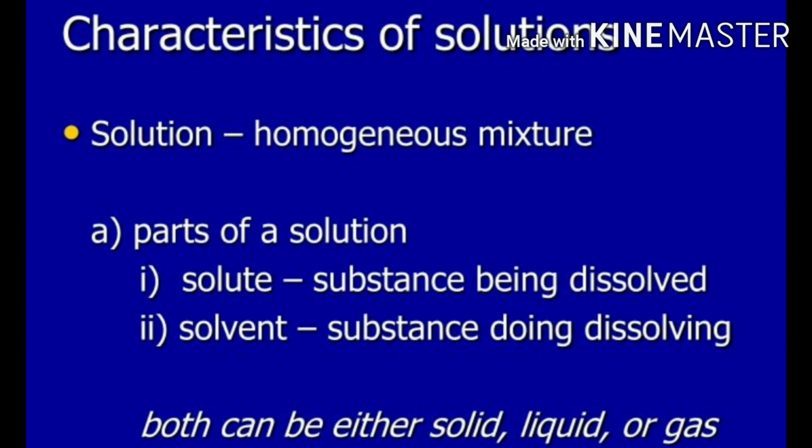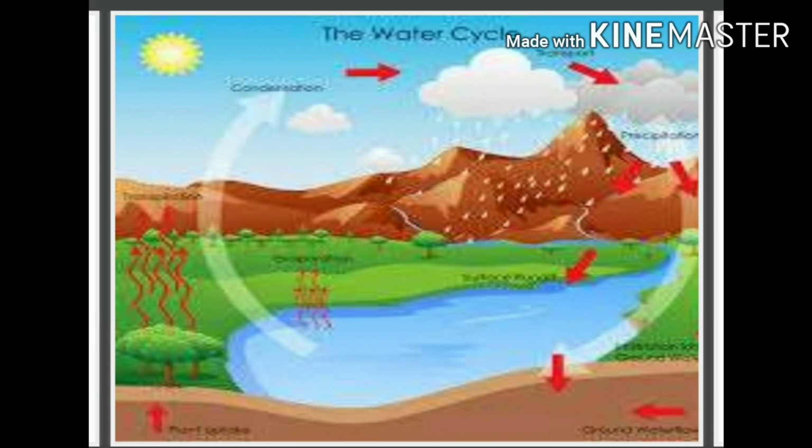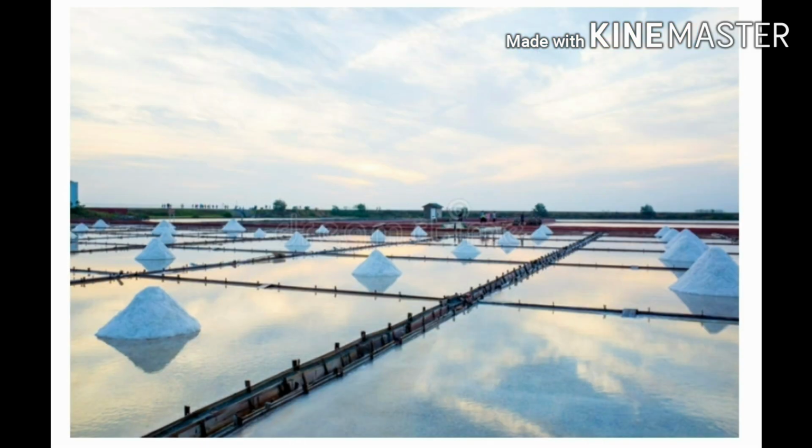Now you know that a homogeneous mixture has two parts, solute and solvent, right? It can be either solid, liquid or gas. Look at the picture. Does it remind you of any natural process? Yes, it is the water cycle. So you know what happens when water bodies or water resources are heated by sunlight. Yes, the water will evaporate, meaning it changes into gaseous form, and moves upward in the sky. This process is also used for extracting salt from seawater.